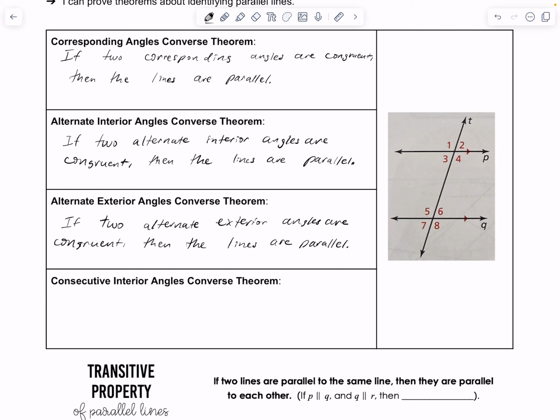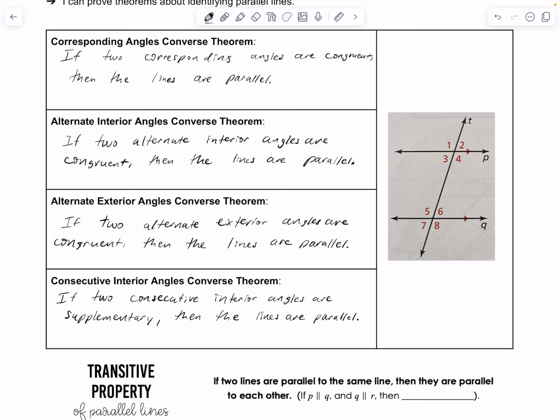All right, this last one is a little bit different. Remember, this is that one with consecutive interior angles, so same side interior angles. This is where they're not congruent, they're supplementary. So we're going to say if two consecutive interior angles are supplementary, then the lines are parallel.